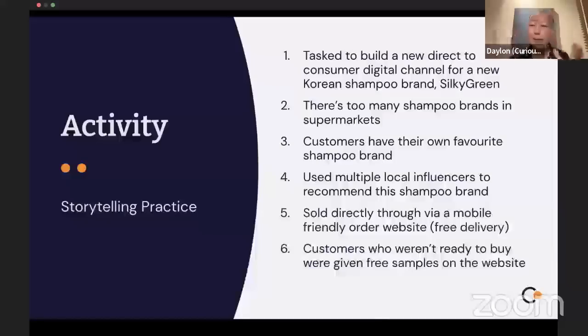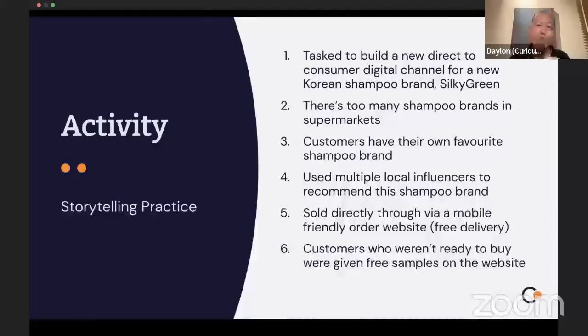Over here, I have pointers about a potential presentation, say to the management team. This is about launching a digital channel for a Korean shampoo brand called Silky Green. Please don't go Google it, because the shampoo brand doesn't exist. But it is based on a real case study that I encountered while I was working at Unilever. In this brand, you see some pointers of things that we did for this particular exercise. So this is based on an actual business case study.